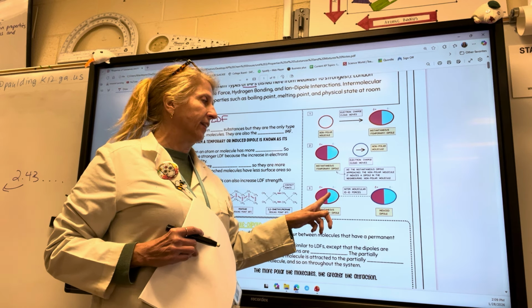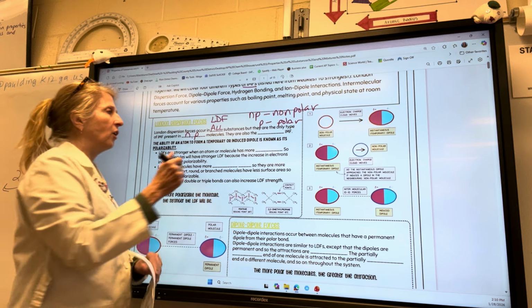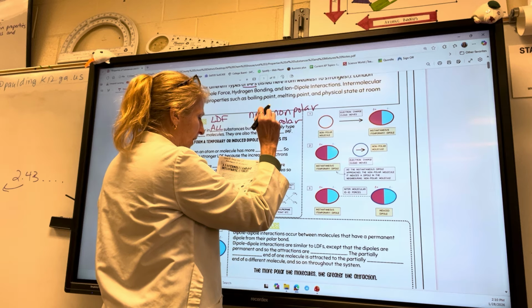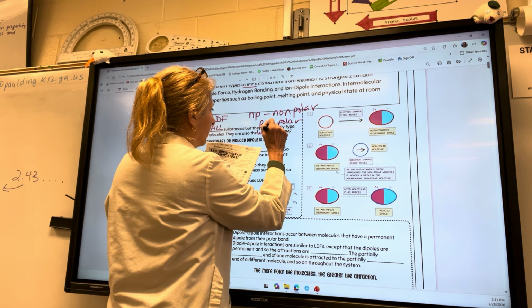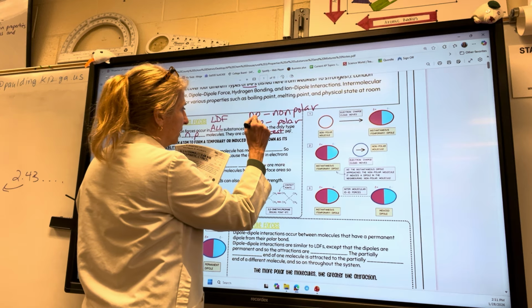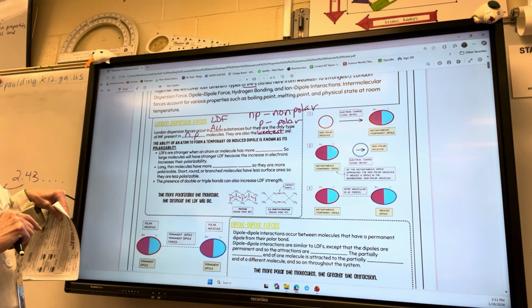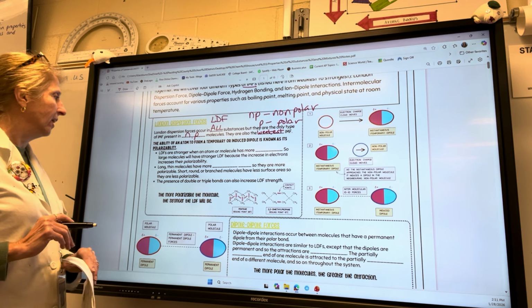So I'm going to tell y'all NP stands for nonpolar, so we don't have to write this all the time, and P stands for polar. Okay, it's present in nonpolar molecules. They are also the weakest. Everybody has them, but they are the weakest. All right. The ability of an atom to form a temporary or induced dipole is known as polarizability.